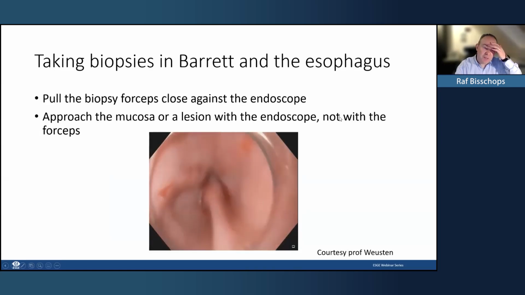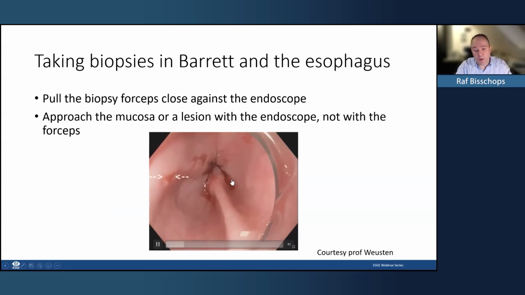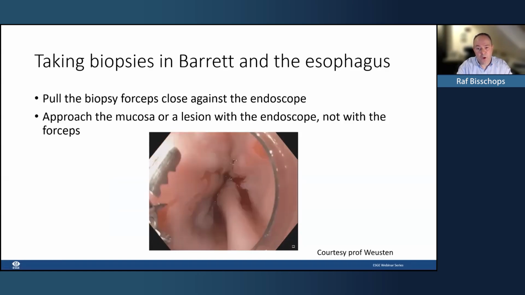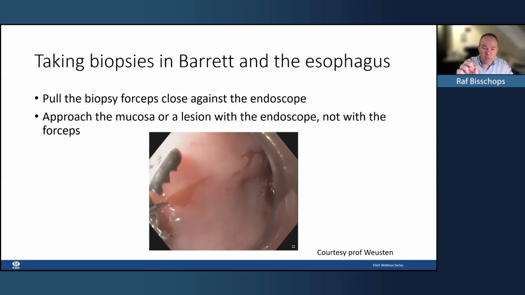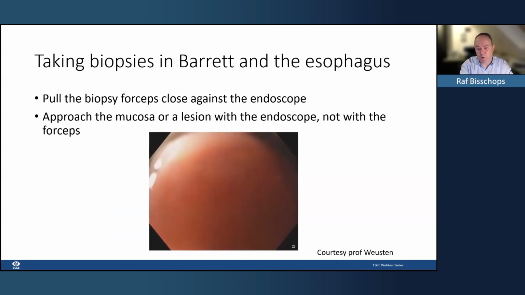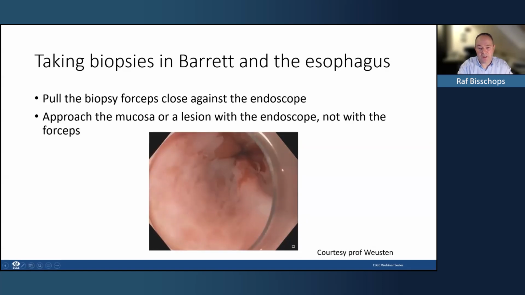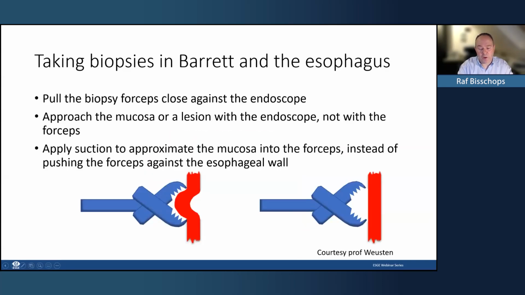So how to take biopsies in the esophagus? Well, if you want to target this island, for instance, you really need to pull the biopsy forceps close against the endoscope and then approach the mucosa or a lesion. And you can't do this by pushing the forceps out, because then it becomes very difficult, as any small movement will cause a lot of movement of the biopsy forceps. So really do it like this, like you see here in this nice movie. And also apply suction to approximate the mucosa, and don't push the forceps against the wall, because by applying suction, you can actually get more into the forceps and get better biopsies.